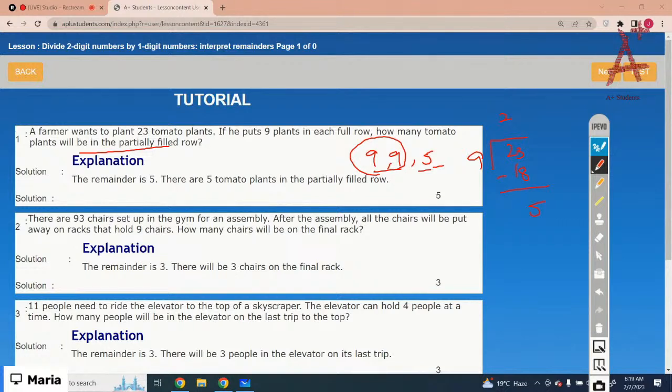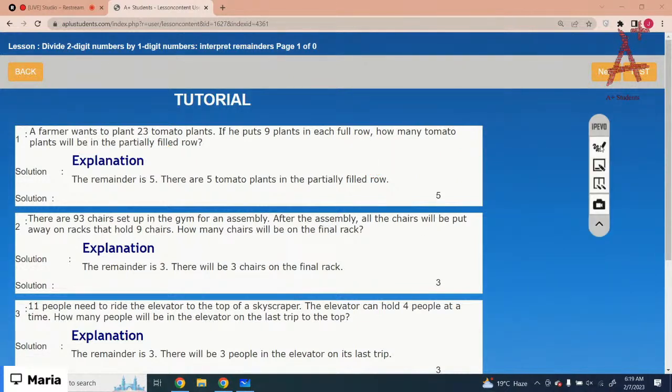Okay, the next one is there are 93 chairs set up in the gym for an assembly. After the assembly, all the chairs will be put away on racks that hold 9 chairs. How many chairs will be in the final rack? So just divide 93 by 9.